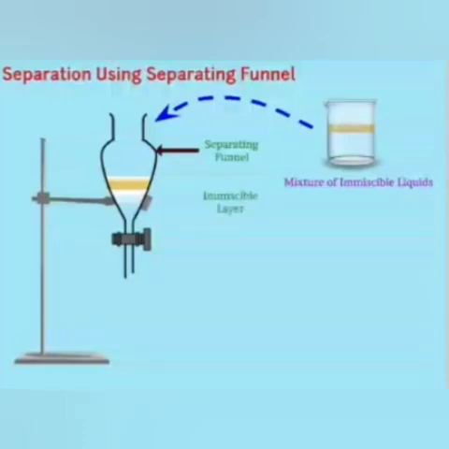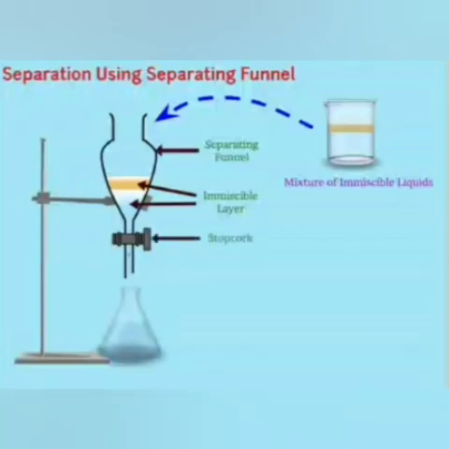The mixture separates into two layers according to the density of the liquids in it. The heavier or denser liquid forms the lower layer, whereas the lighter liquid forms the upper layer. On opening the stopcock of the separating funnel, the lower layer of heavier liquid comes out first and is collected in a beaker.